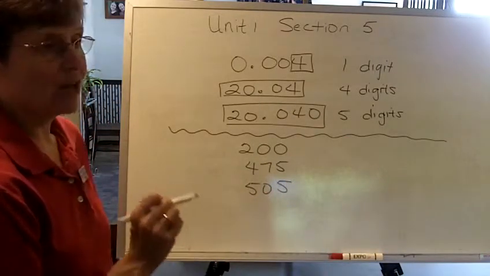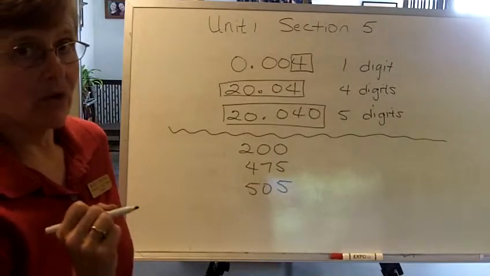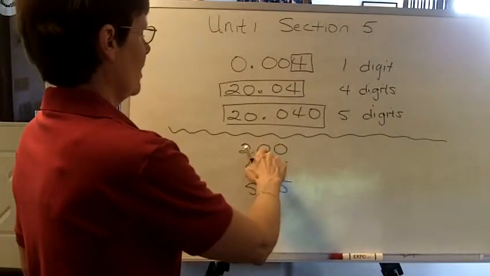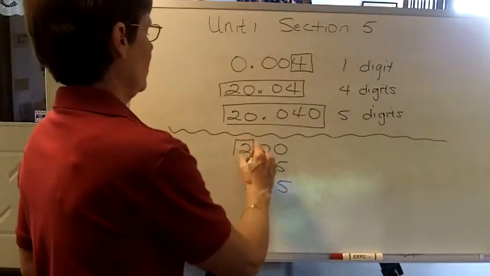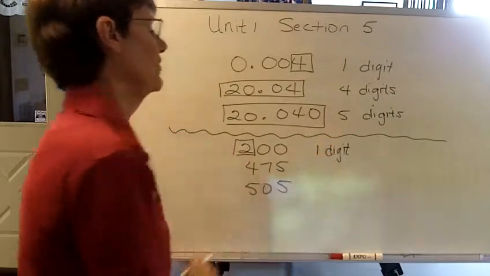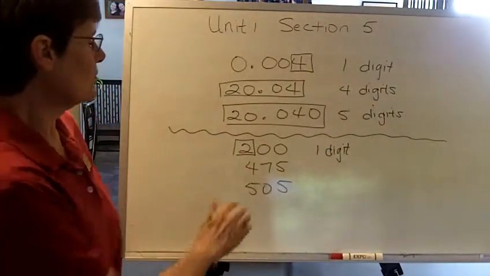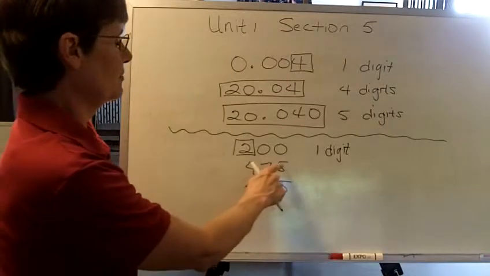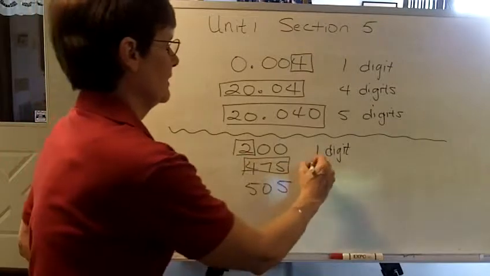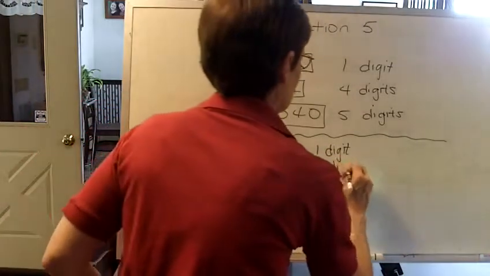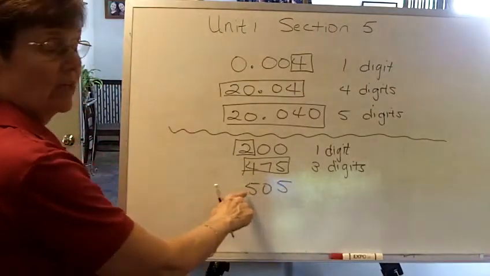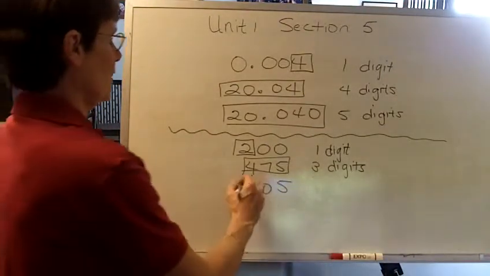Again, we have to start with the first non-zero number. So over here, we can't count that, we can't count that, but we do count this, so we only have one digit that is considered significant there. Over here, we have 1, 2, 3, because once we start counting, we count all of them. And here we have 1, 2, 3. Even though there's a 0 there, it's sandwiched in the middle and it counts.